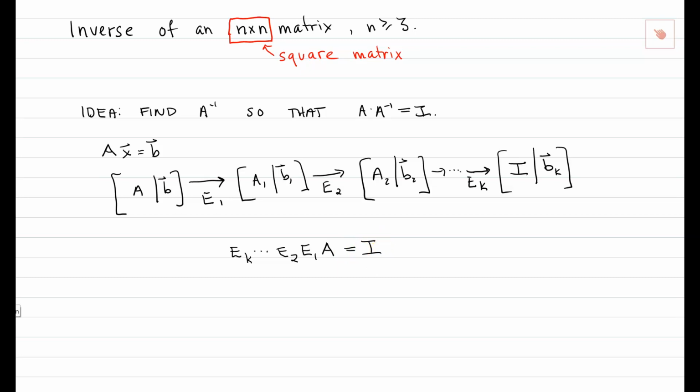So since we are after something that will give us A times A inverse equals I, and in the case of inverses, this is actually true for multiplication on either side, then what we've got here is our inverse sitting in the product, represented as a product of these matrices. So this is A inverse. Next, let's see how to find A inverse by executing this algorithm and keeping track of the row operations.